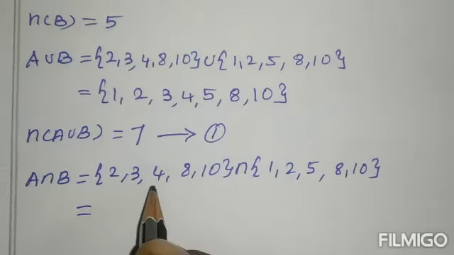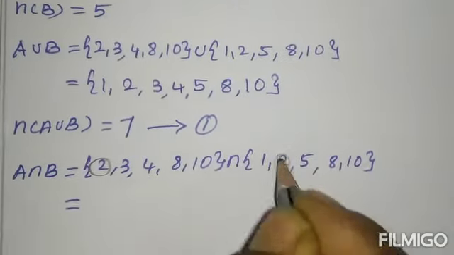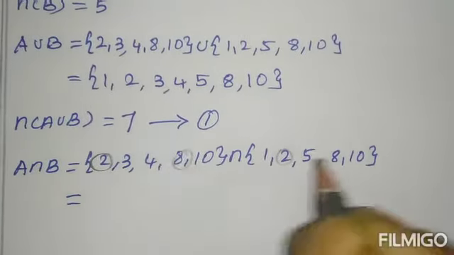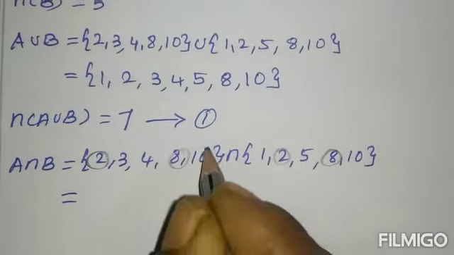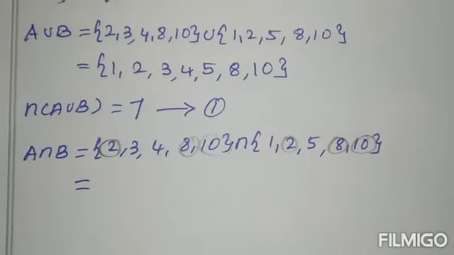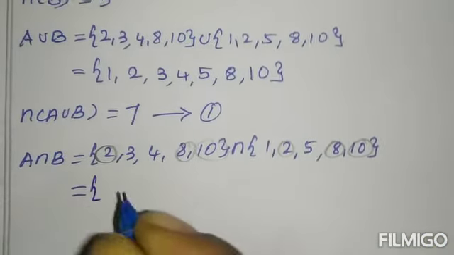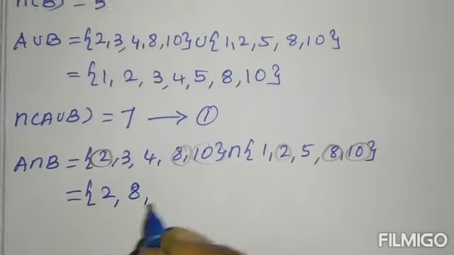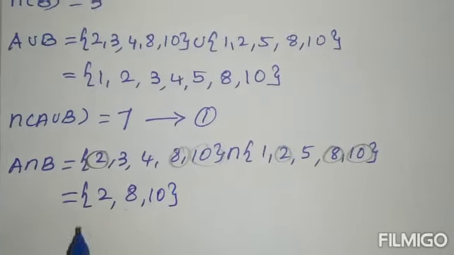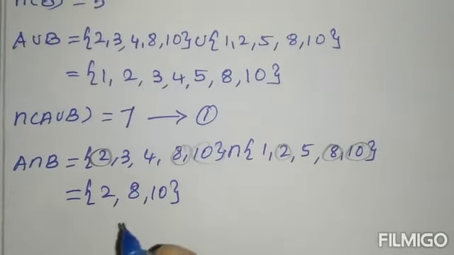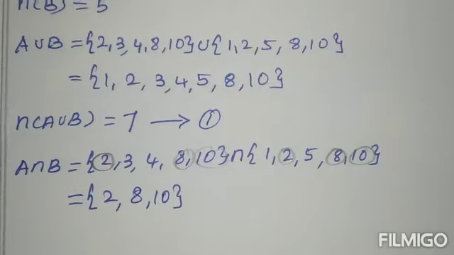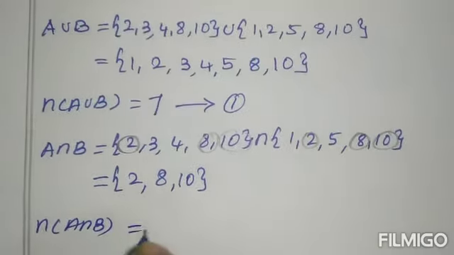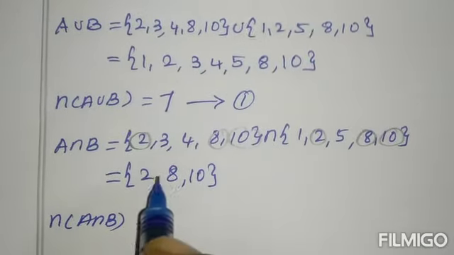Now we have to write the common elements. So what are the common elements? 2 is common. Next, 3, 4 are not common. 8 is common. Next, 10 is common. So these are the common elements. So let us write 2, 8, 10. These are the common elements of A and B. Next we have to write the n of A intersection B, the number of elements in the set A intersection B. How many elements? 1, 2, 3.